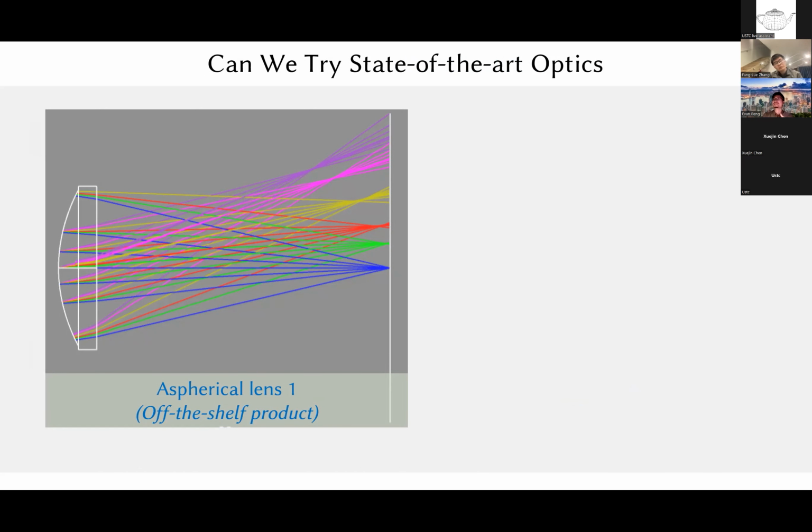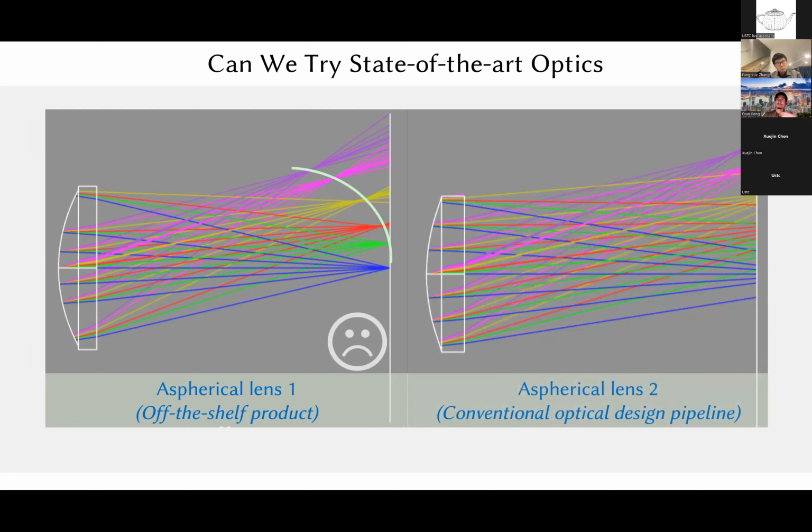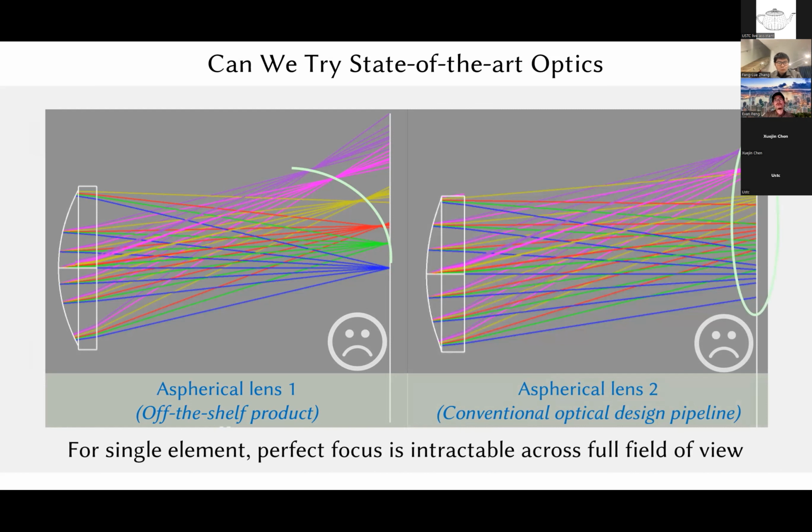So we see that realizing the ideal phase profile of the lens that contributes to perfect focus is intractable over the full aperture, unless you have a curved sensor, which we don't. So what if we optimize the lens with the traditional optical design pipeline to enforce the sharp distribution for the off-axis region? So we probably end up with the behavior looking like this. Still not great. So what would be the insight? We say for a single element, even with asymmetrical surfaces, it still fails to enforce good focusing contribution. So we say perfect focus is intractable across the full field of view for a single element.